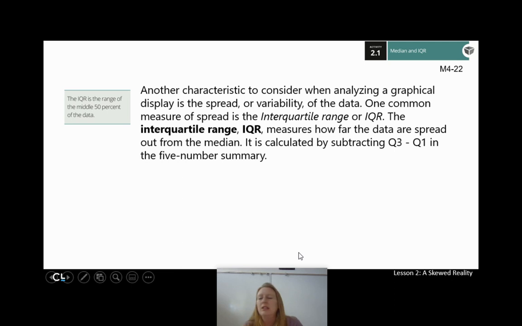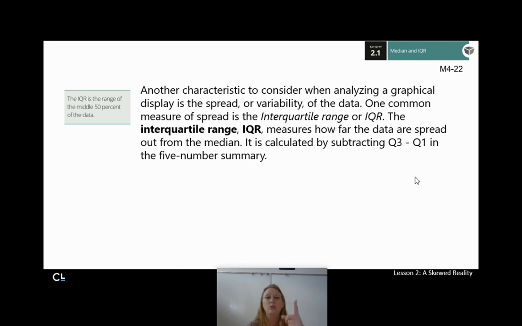It's calculated super easy, so easy to calculate. All you have to do is take your third quartile and subtract out your first quartile. So if you've got your 5-number summary, it's super easy to find the interquartile range. You're just going to subtract that third quartile and that first quartile.